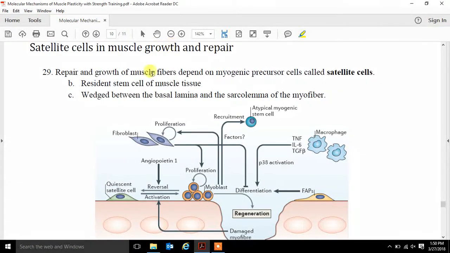The other thing that comes up when you start talking about skeletal muscle adaptation is satellite cells and their role in muscle growth and muscle repair. Again, this is one of those more ongoing areas of research, so there's not a lot of depth here, because there is some controversy about what's going on. But we do know repair and growth is dependent on these myogenic precursor cells called satellite cells. They're really the stem cell of muscle tissue.